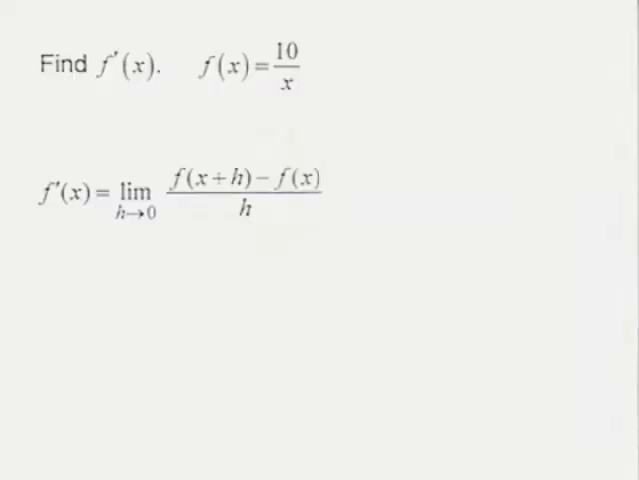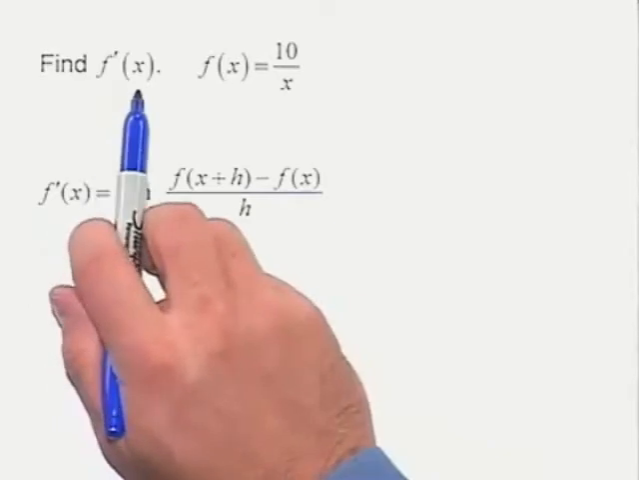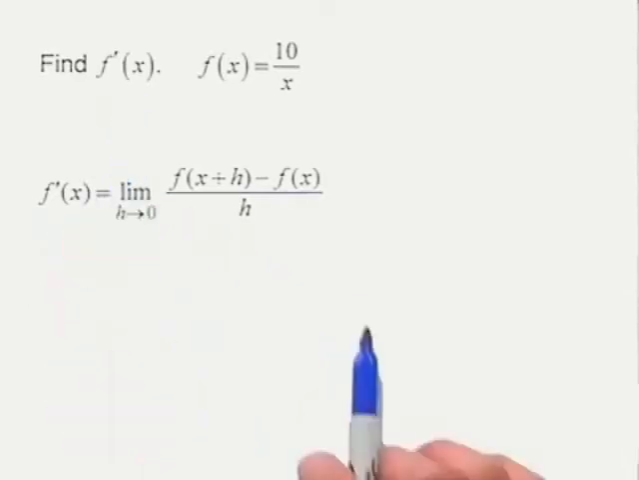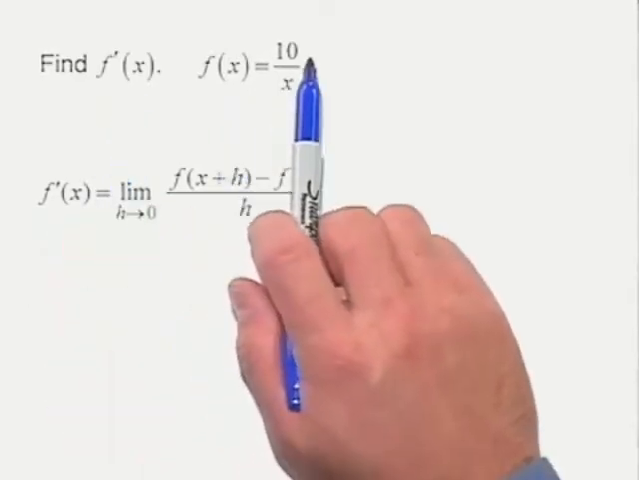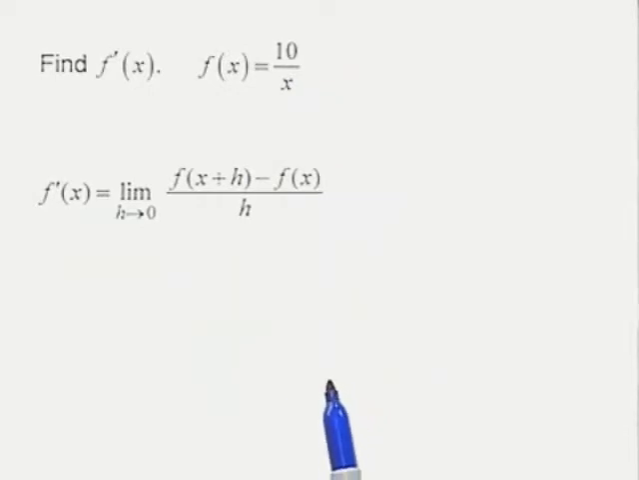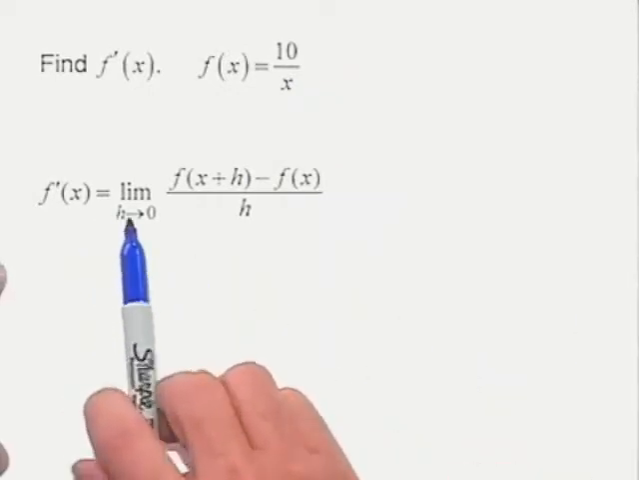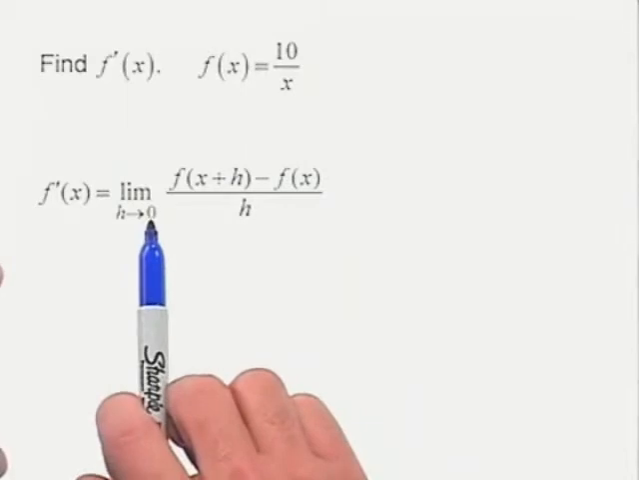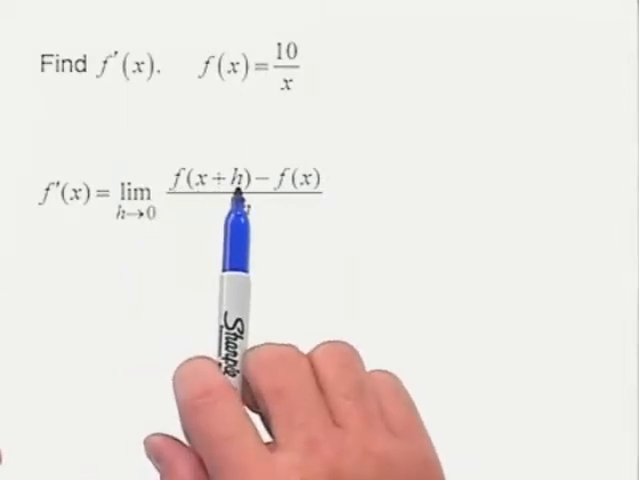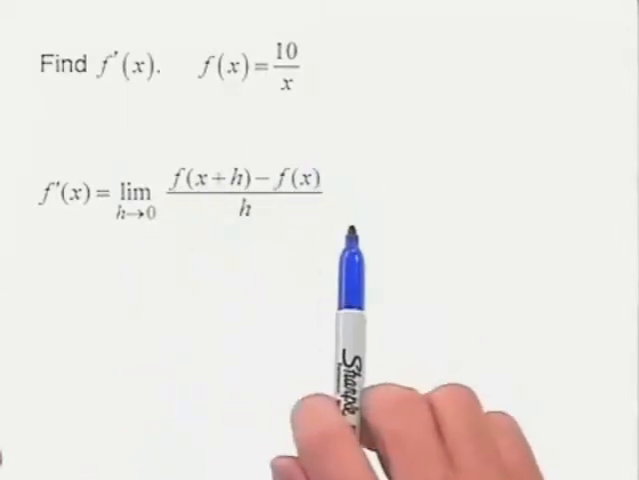Let's find the derivative of the following function. So f prime of x, that's our notation for derivative, of the function f of x is equal to 10 all over x. Now recall our definition of the derivative, the limit as h approaches 0 of the function f of x plus h minus f of x all over h.